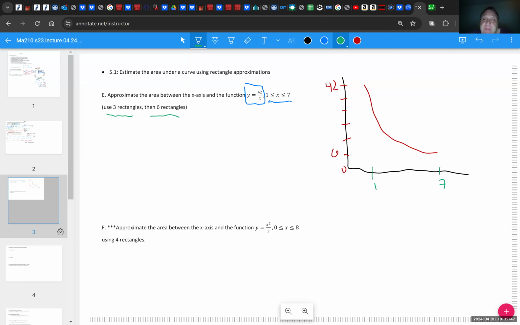First, we're going to use 3 rectangles, and then we're going to use 6 rectangles as a second version of the same problem. So we're going to break this into 3 rectangles, and we have 1 to 7. So we have to think about what to do. Now, generally, we want to break them up into even sections, like even x-axis distances. So I think if I do 1 to 3, 3 to 5, and 5 to 7, that will give me 3 rectangles. One rectangle between 1 and 3, another between 3 and 5, and the last between 5 and 7.